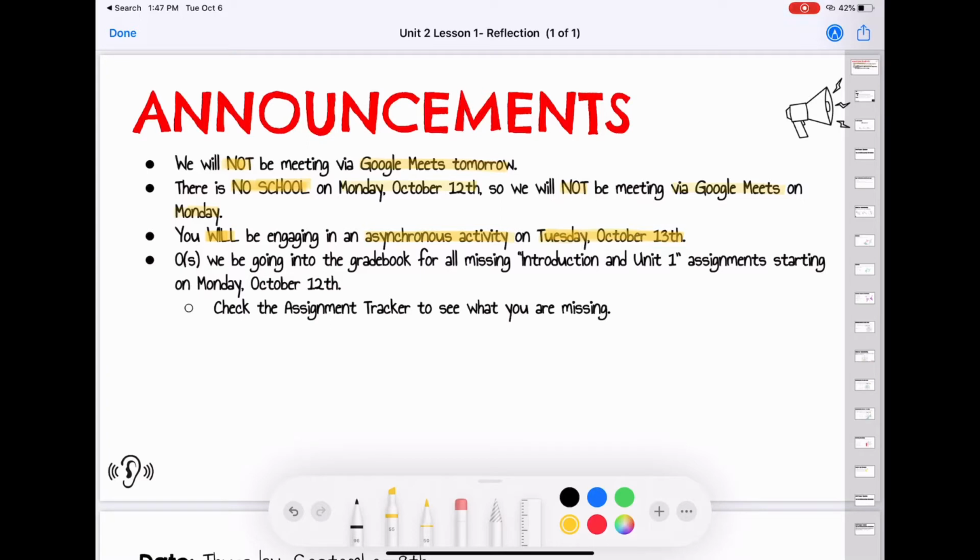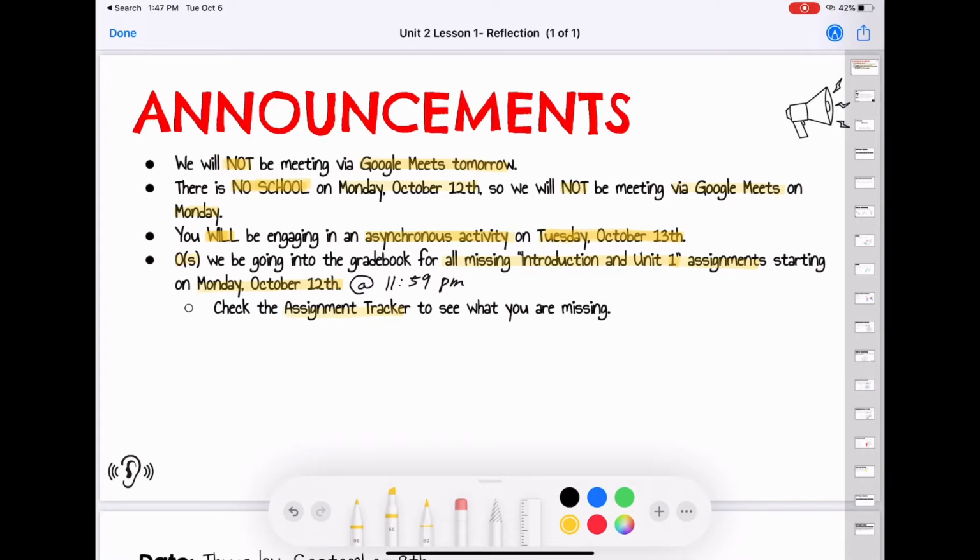The next announcement that I have is that zeros will be going into the gradebook for all missing Introduction and Unit 1 assignments starting on Monday, October 12th. This will happen at 11:59 p.m. After 11:59 p.m. on Monday, October 12th, you will see zeros being reflected in the gradebook. This means to please check the assignment tracker so that you can see what you are missing and what you need to turn in.